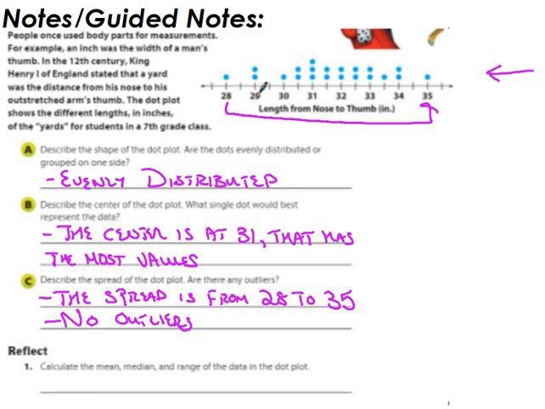Sometimes you also might have to calculate the mean, median, and range of the data. So first, let's go with median and range, because mean's the one that takes the most amount of time. So the median means middle value. The way I find the middle value is I just cross off my data points from one side to the next, one side to the next, until I get to the middle.